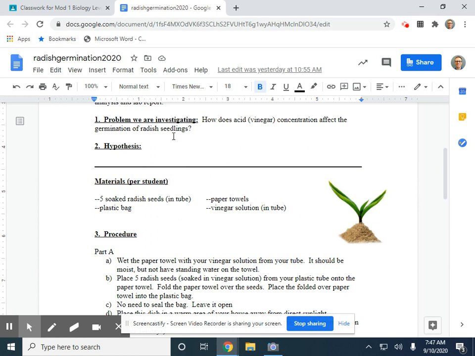Now, why did I use radish seedlings? Because they germinate in like 3 or 4 days. Okay, we're not going to be waiting weeks and weeks and weeks for this. We're going to get this set up now on Friday. And I think by like Monday, Tuesday at the latest, we'll have some data that we can work with.